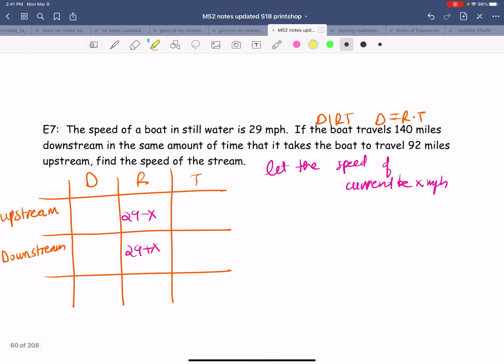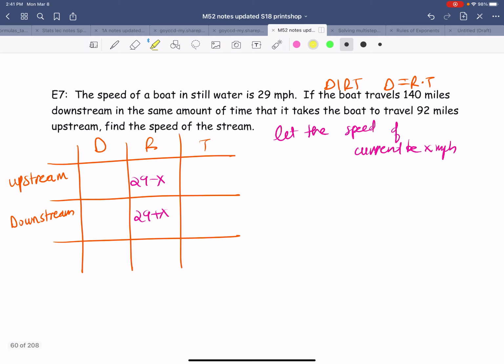Okay. Here's another example. This one is another application of rational equations. These are called the distance, rate, time applications. So remember the word DIRT, D-I-R-T. It's distance equals rate times time. Always start by making a table, and in the table we're going to have a column of D for distance, R for rate, T for time.